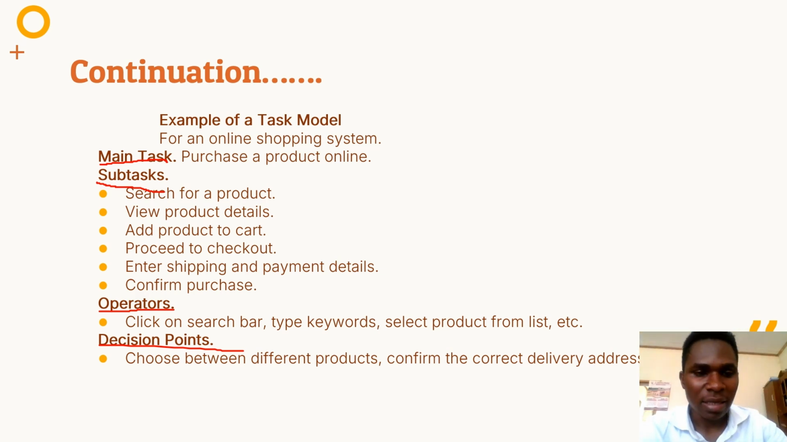And then the operators is clicking on the search bar, that is for the search for a product, and then type keywords. Then also select the product from the list, that would be the viewing of the products. These are the operations or the actions you take to complete a given subtask. Then the decision points will be choosing between different products or confirming the correct delivery addresses or delivery information.